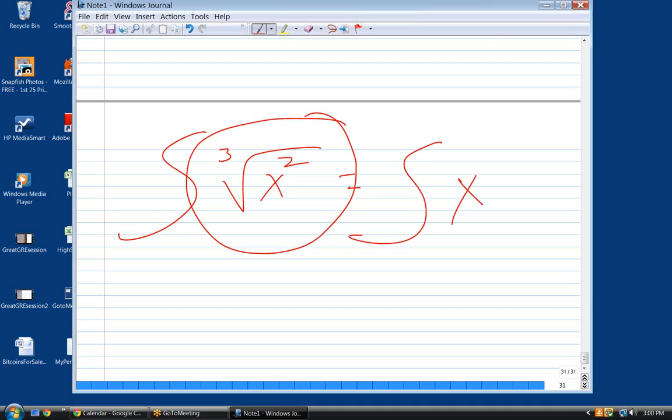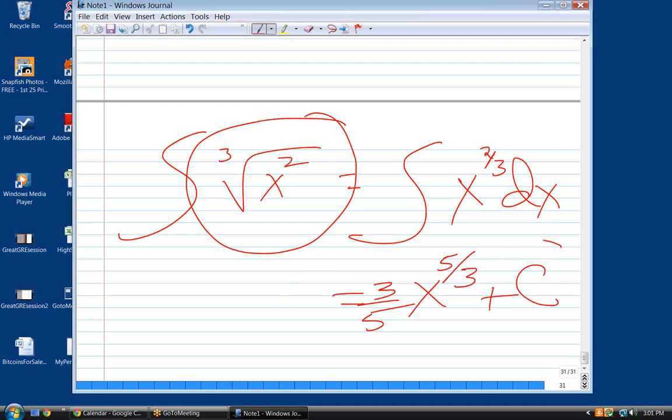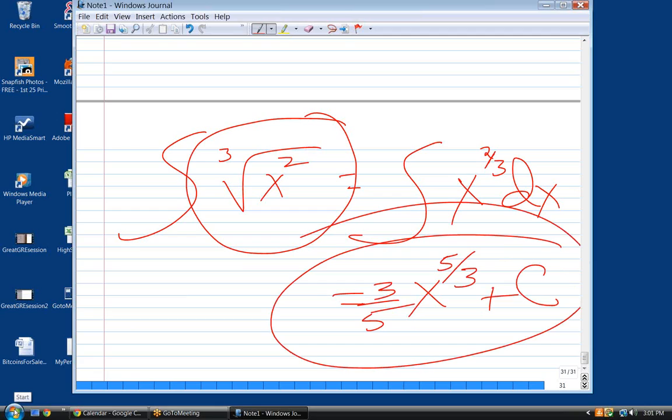What's the exponent? X to the 2/3. Now you can use the power rule. We would have x to the 5/3 over 5/3, plus c.